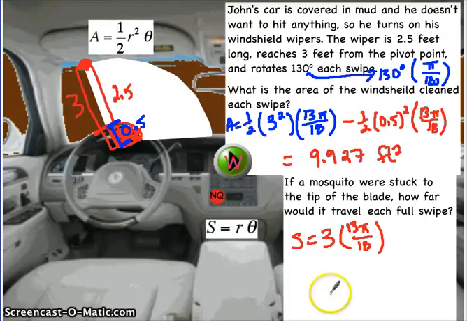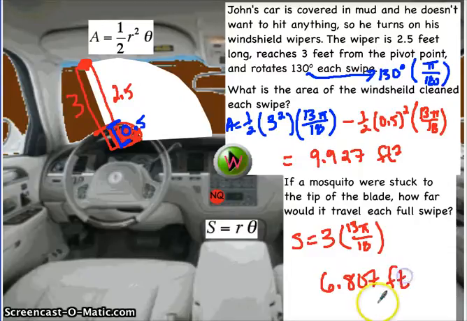And your answer for that problem should be approximately 6.807 feet. So fairly straightforward there. Again, that's a good example of arc length.